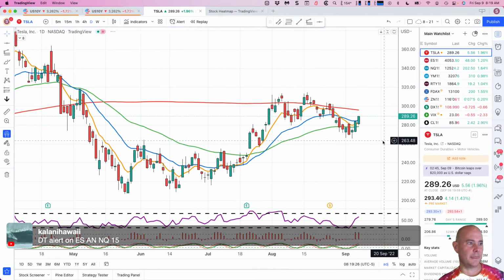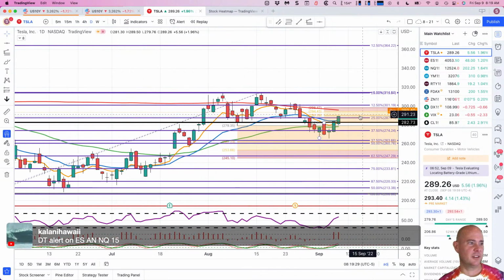Tesla, remember we triggered that double bottom yesterday. Next target's 294.43, 295.63, then 298.47. I would use this 200 as another stop raise area. Looks like we're going to probably hit that second target today.